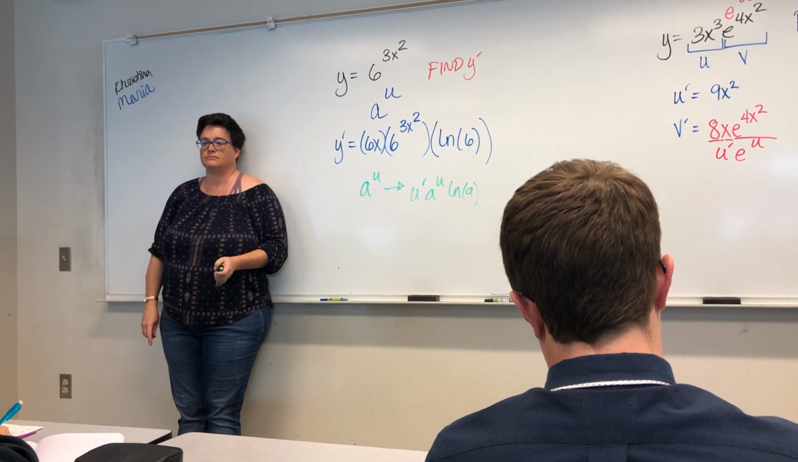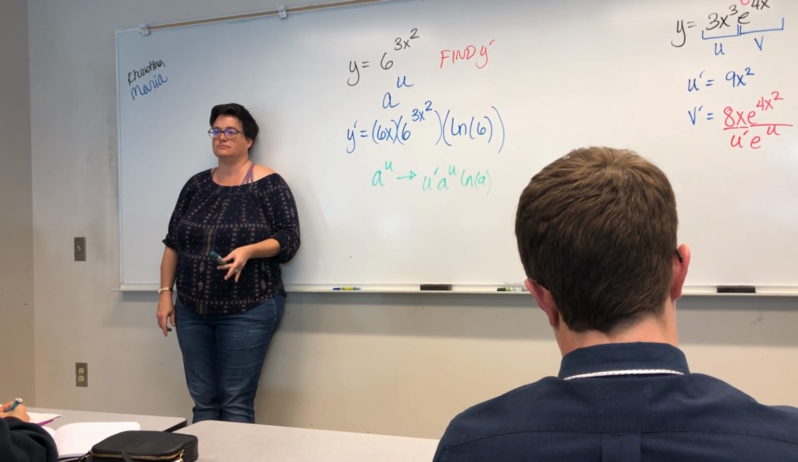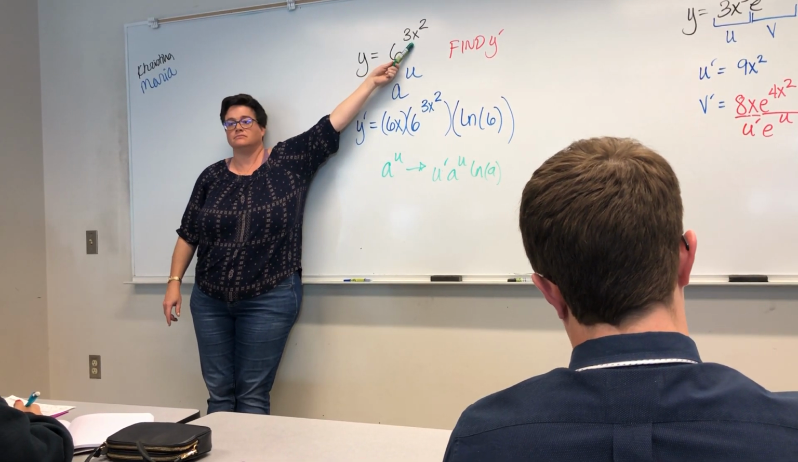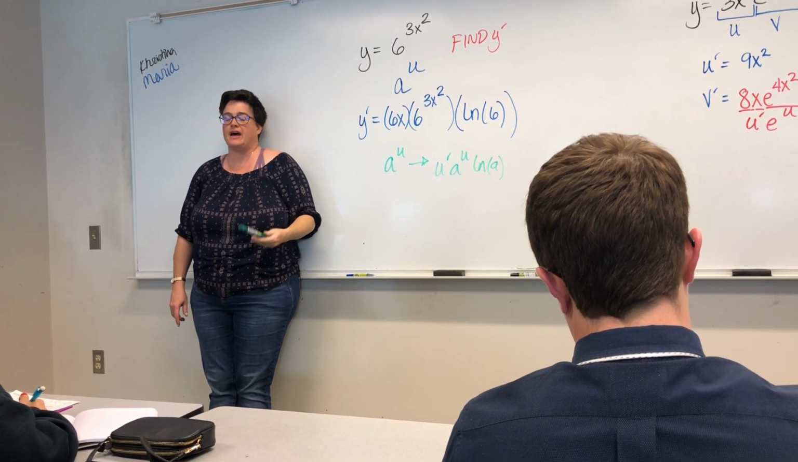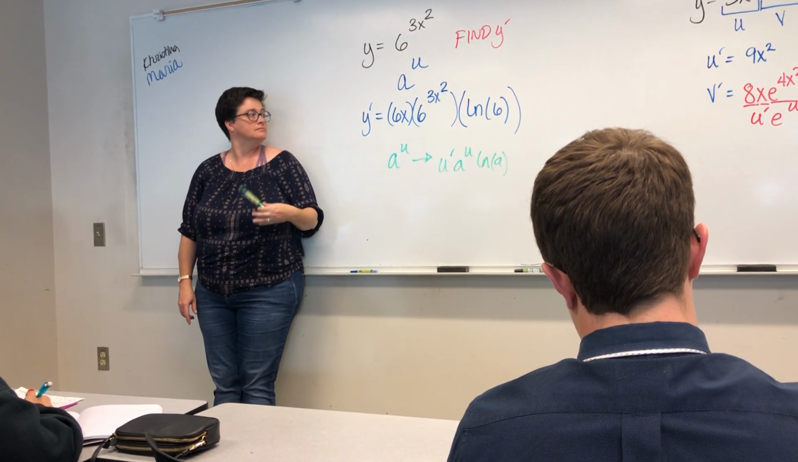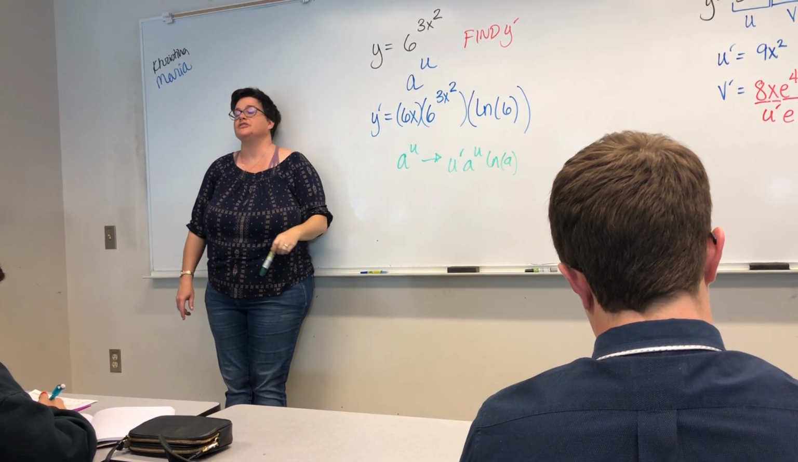Because I use y is equal to a to the power of u. Yes. Why didn't I use a to the power of x? Is this just an x? No, it's got more to it than that. So where did you get the 6x in front? That is the derivative of your exponent. That's your u prime.